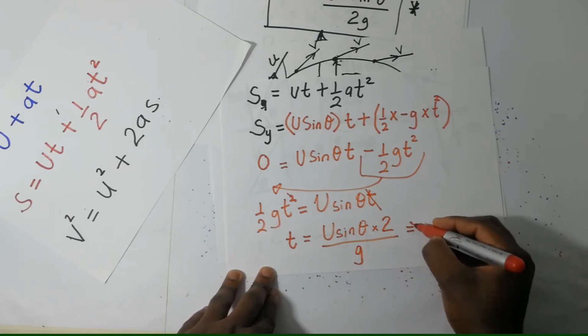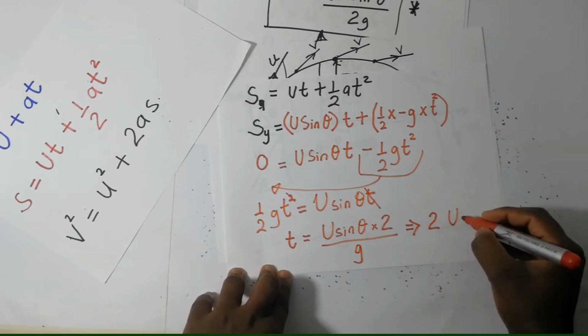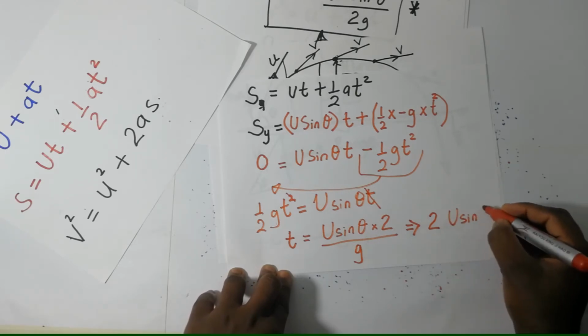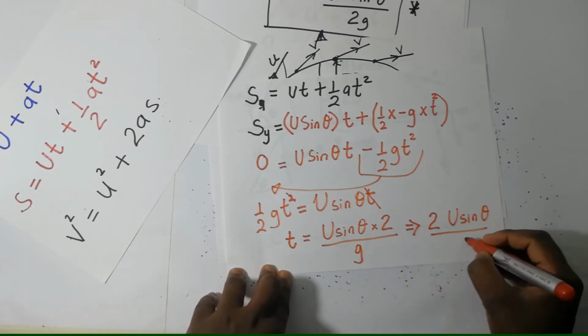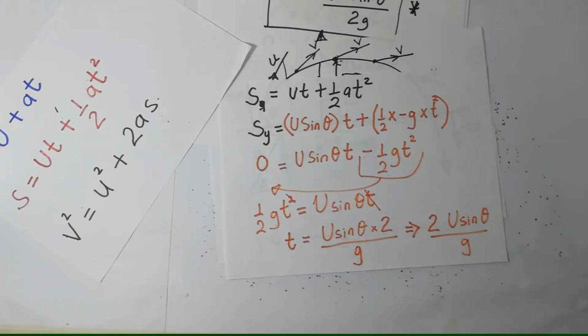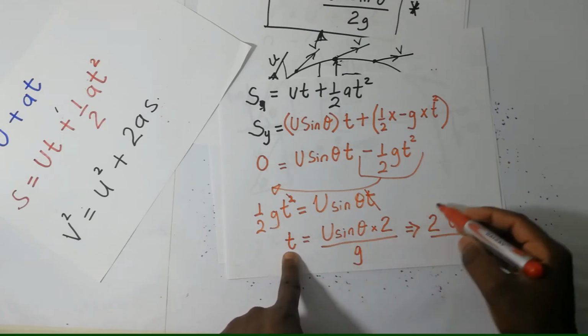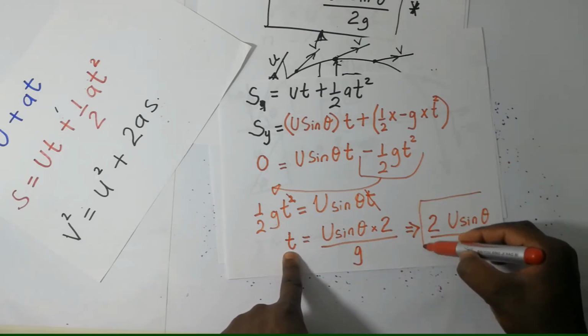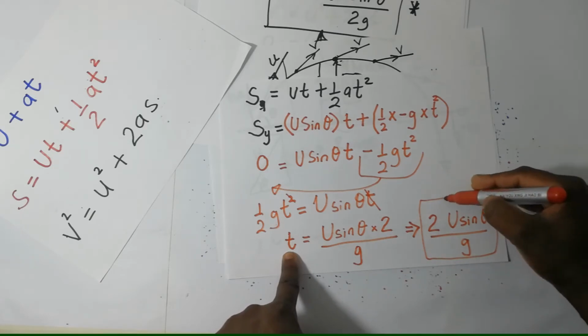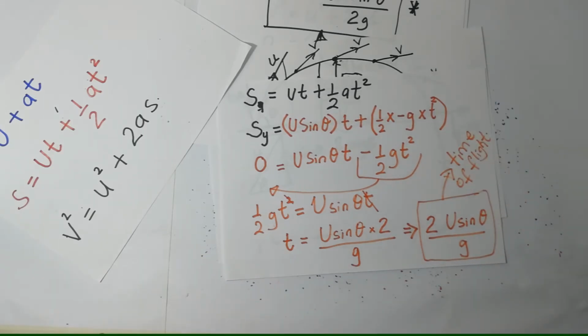This is the same as saying 2 u sine theta over g. From what you can see, this 2u sine theta over g is going to be the maximum time of flight. This is the expression for time of flight.